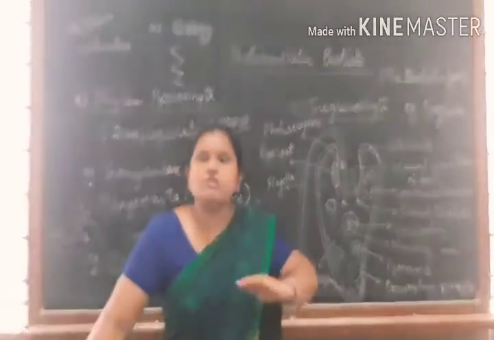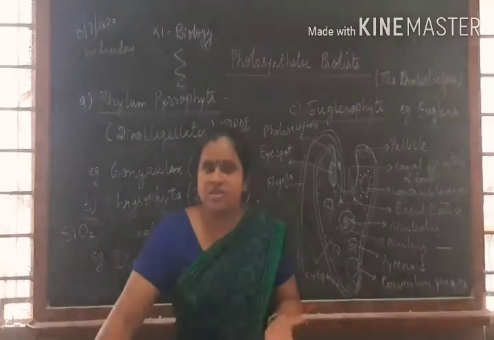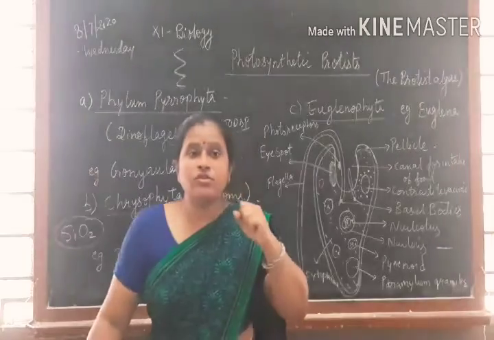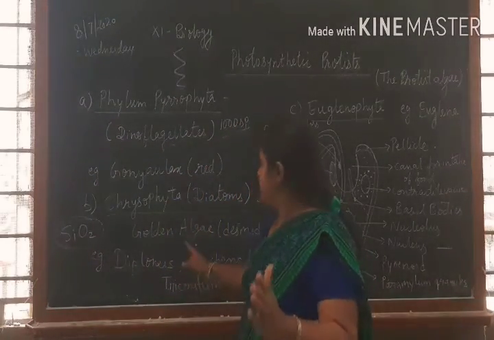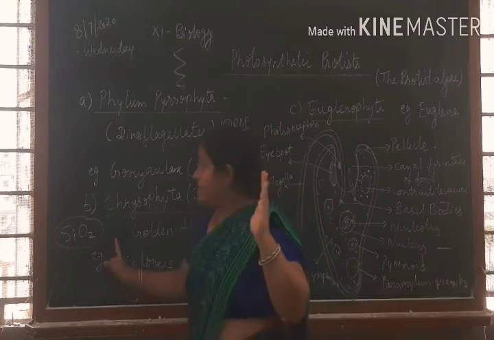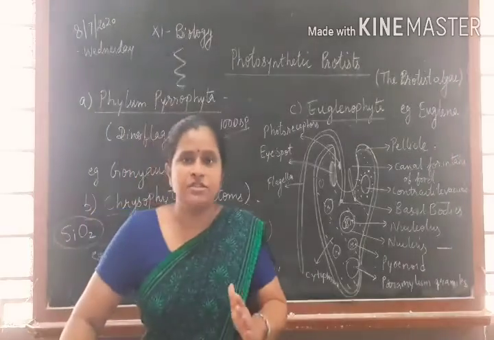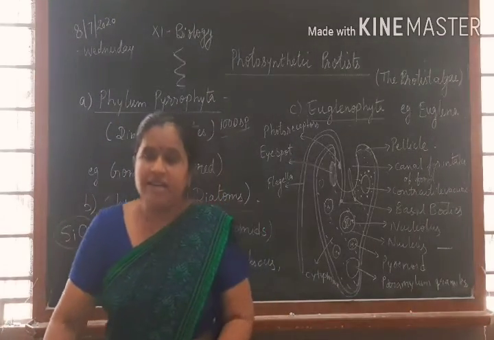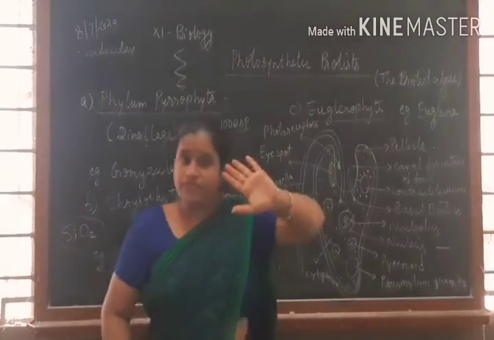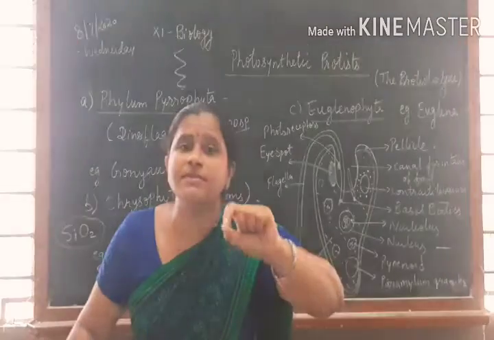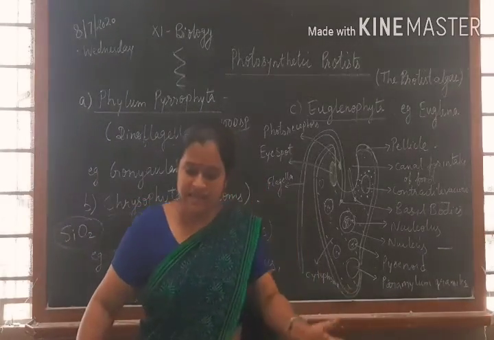They also act as an insulator and are not destroyed by high temperature. This is its unique feature. So here what you have to learn mainly are the examples, silicon dioxide, and one concept, what is diatomaceous earth, that is very important. And the third phylum is Euglenophyta, that is Euglena. I already told you, just remember the members of that particular phylum and you will get the concept easily.